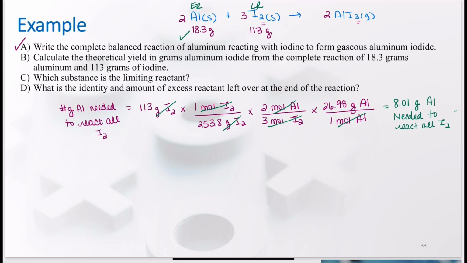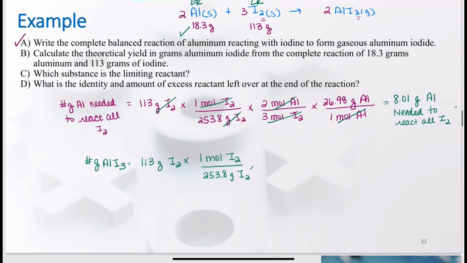I want to know the theoretical yield in grams of aluminum iodide. So I want to know how many grams of aluminum iodide I can produce with this reaction. I know I2 is my limiting reactant, so I'm going to start there. 113 grams of I2. And because I didn't follow the six-step method, I do not have the moles of this yet. I'm going to have to redo this step. 1 mole of I2 weighs 253.8 grams. Looking at the balanced reaction, 2 moles of aluminum iodide is produced for every 3 moles of I2 consumed.